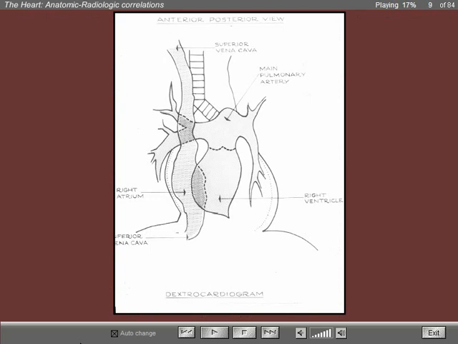This is a sketch of the dextroangiocardiograph, where we can see the right atrium, the right ventricle, the pulmonary trunk, and the branching of the two pulmonary arteries.